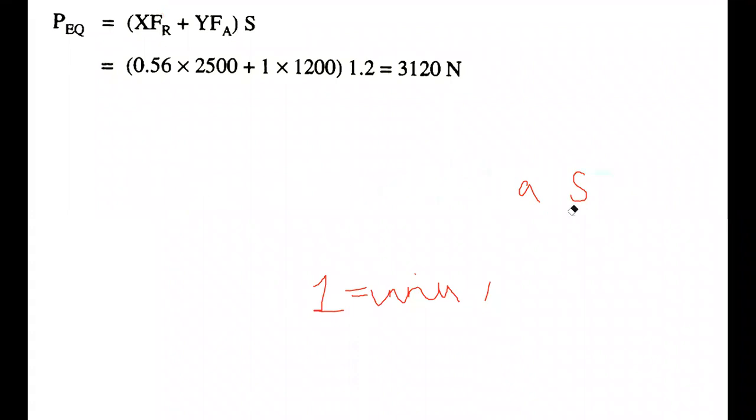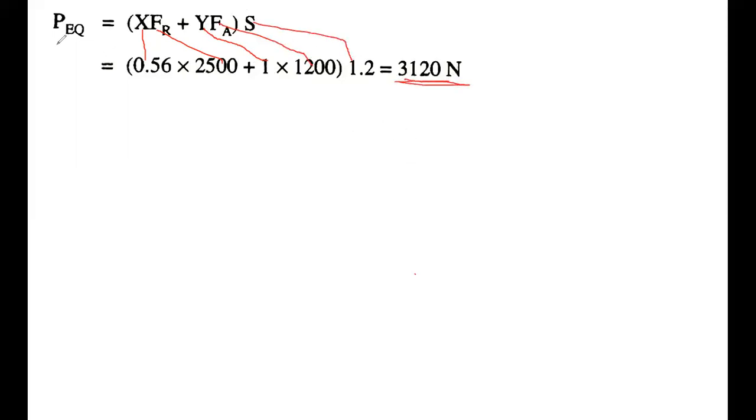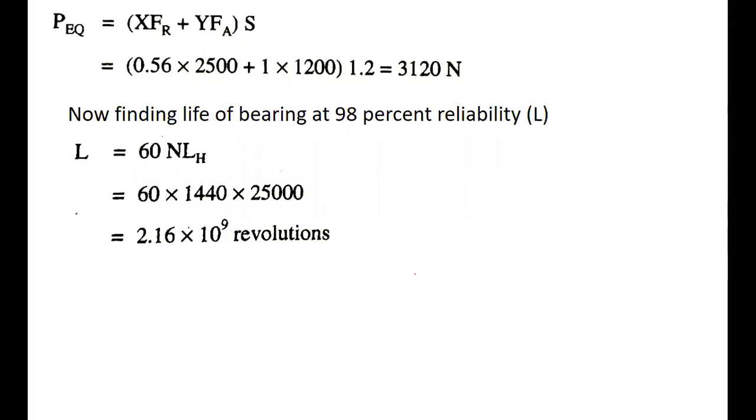So V is 1, right? So X, we right now found out from the table. What did we find out? We found out X as 0.56. FR is given in the numerical 2500. Y we found out from the table, which is 1. FA is 1200 and S is given in the numerical, which is 1.2. So our equivalent load PEQ or PE, in some books it is denoted by PEQ, in some books it is denoted by PE. We found out equivalent dynamic load PE as 3120 Newton.